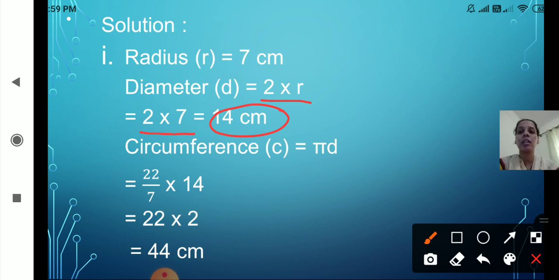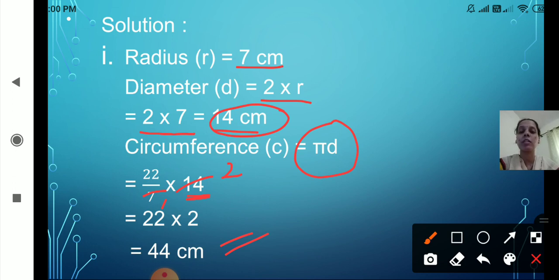Now we will find out circumference. So circumference is equal to pi d, or you can use the formula 2 pi r, because now radius is given and we have calculated diameter also. So any one formula you can use to find out circumference. Now I am using the pi d formula, that is pi multiplied by diameter. Pi is 22 upon 7 multiplied by diameter we got, that is 14. So we will put the values now. 7 1s are 7, 7 2s are 14, right? So what we got? 22 multiplied by 2. So 22 2s are 44, right? So what is the circumference? That is 44 centimeter.